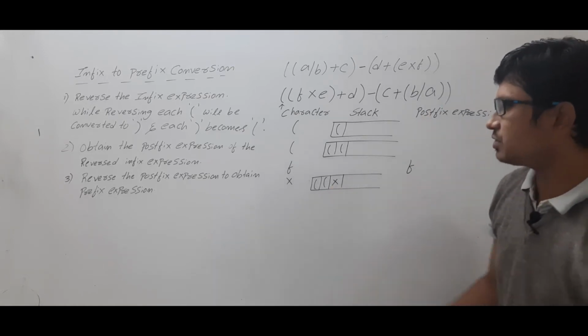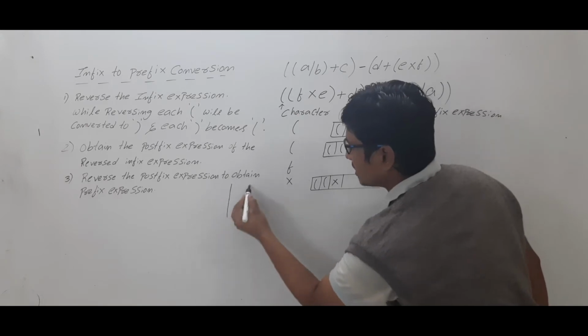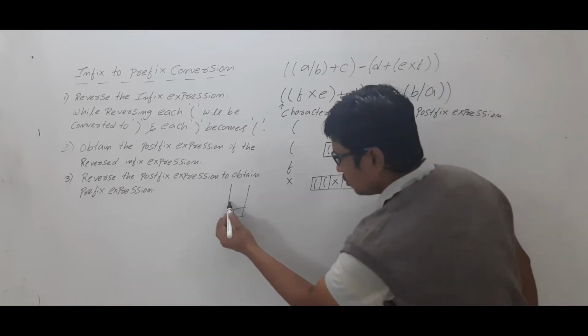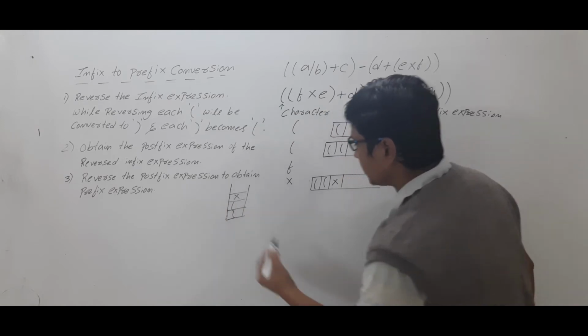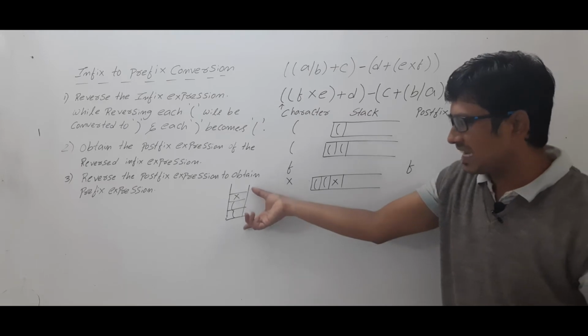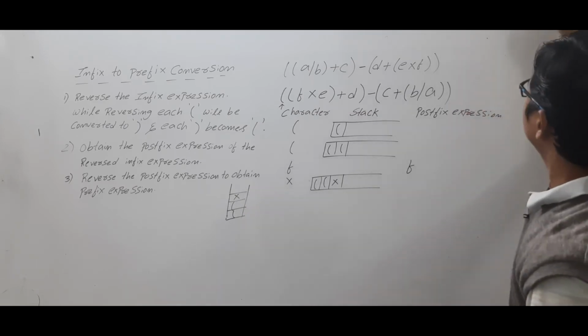What is the meaning of this one? The stack will consist of elements such as open parenthesis, then multiplication. Because of the space constraint, I am writing like this. Otherwise, the stack should be represented like this. Okay.